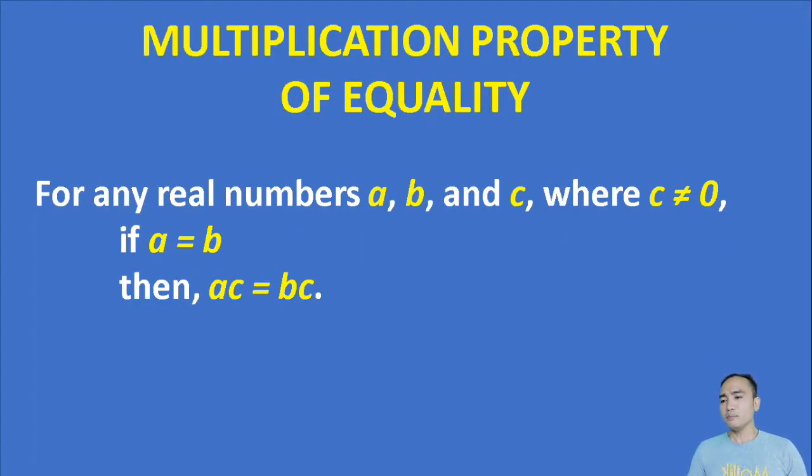So multiplication property of equality states that for any real numbers a, b, and c, where c is not equal to 0, if a is equal to b, then a times c is equal to b times c. So in words, multiplying both sides of an equation by the same non-zero number will not change the solution set.